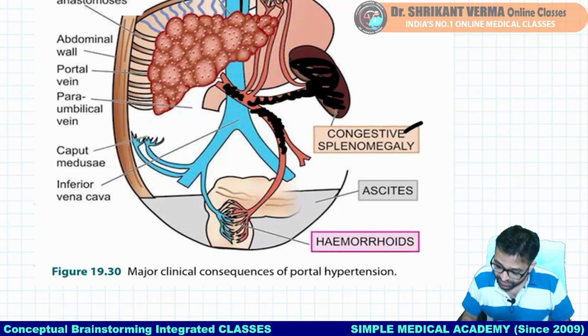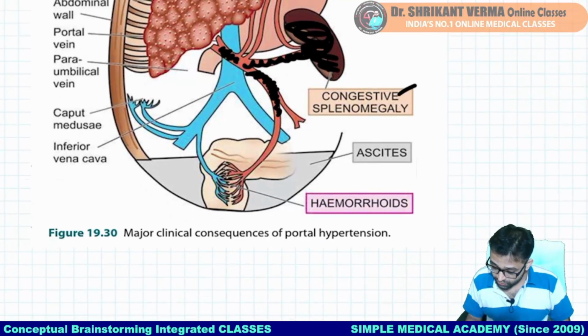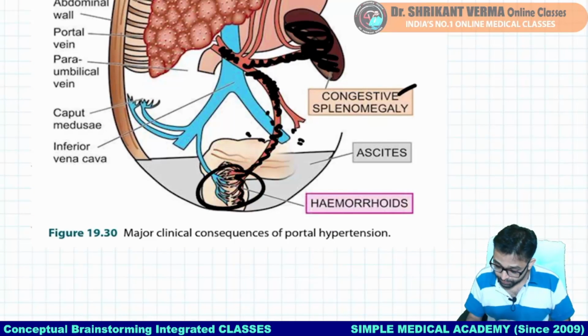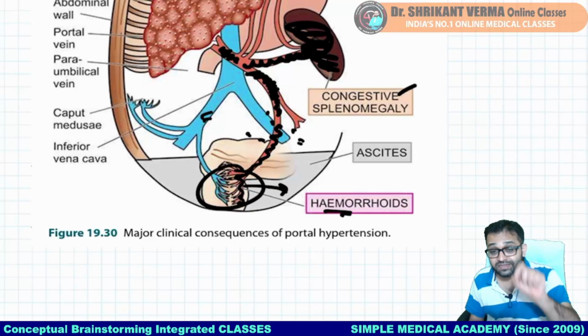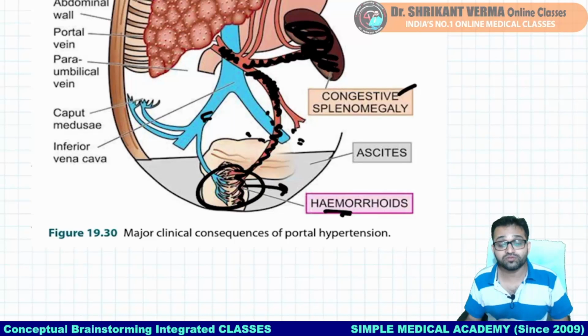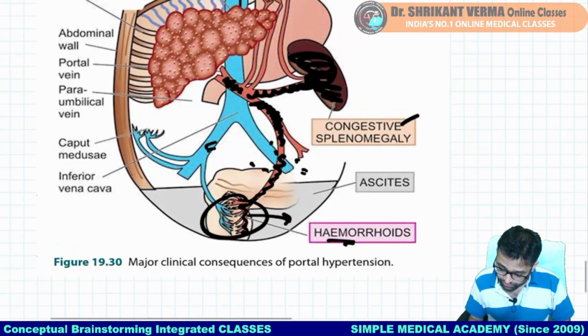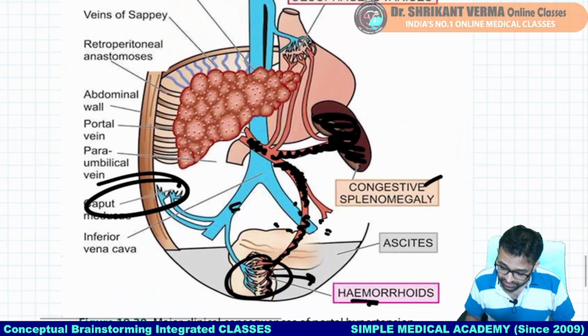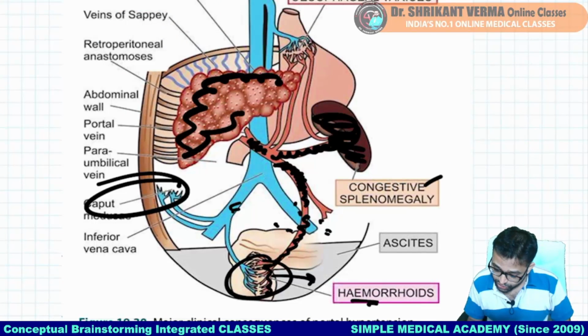Yes, blood is accumulating into superior mesenteric vein, so the fluid is coming into our abdomen, ascites. It is anastomosing with our inferior vena cava in the rectum and anal canal, so blood is coming out, resulting in blood in the fecal material in the form of piles or hemorrhoids. Also the caput medusae will be seen. Okay, the major cause is our cirrhosis of the liver.